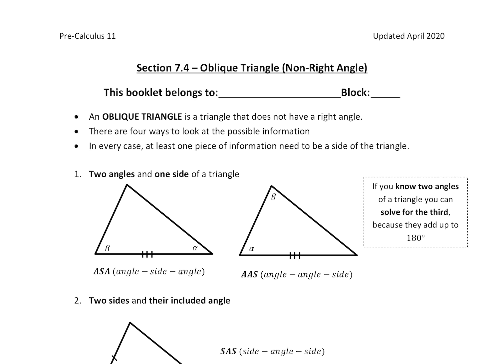Here we go, this is section 7.4. We're getting down through the nitty gritty here. 7.4 is all about solving oblique triangles. And what is an oblique triangle? An oblique triangle is any triangle that is not a right angle triangle.